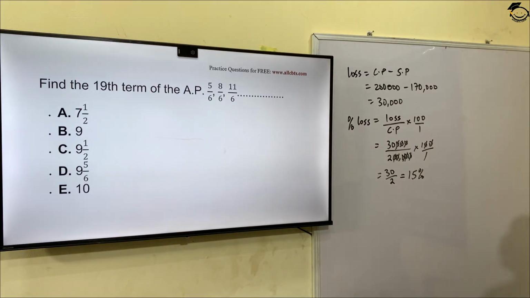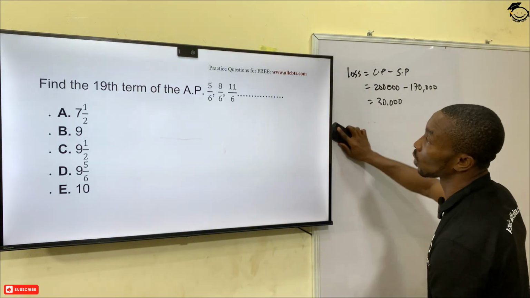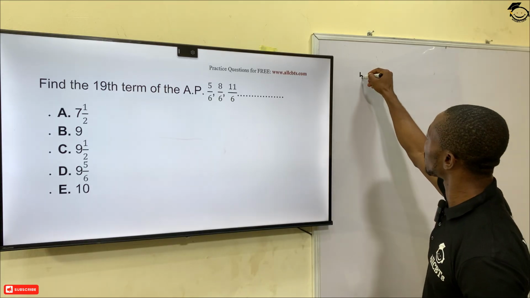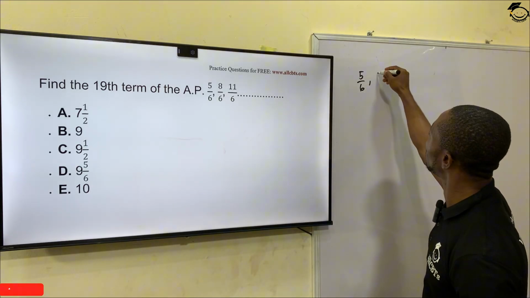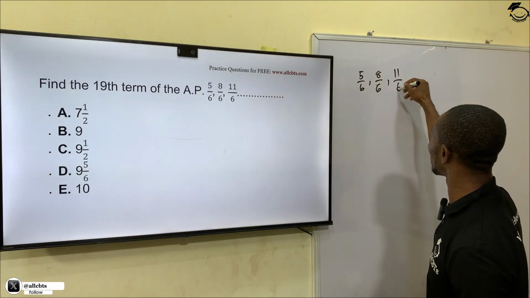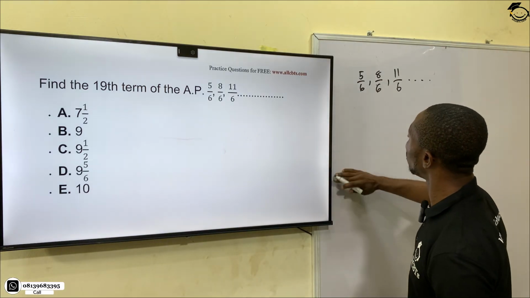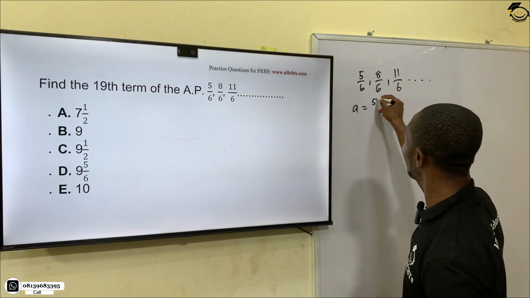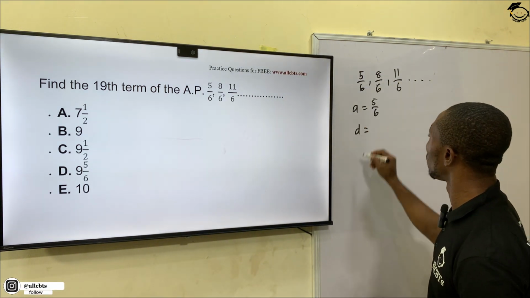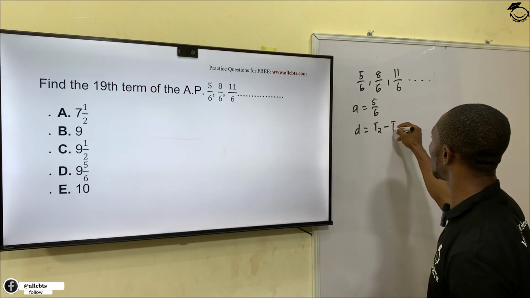Now, to our question 2, it says, find the 19th term of an AP. We have the first term of our AP as 5 over 6, the second term is 8 over 6, and the third term is 11 over 6. Now, for us to find the 19th term, first of all, since we have our A as 5 over 6, we need to find a common difference, which is D. In order to find your common difference, you do your T2 minus T1.